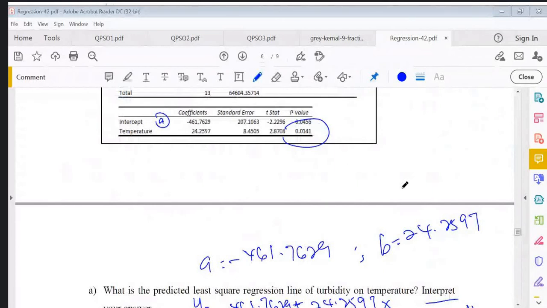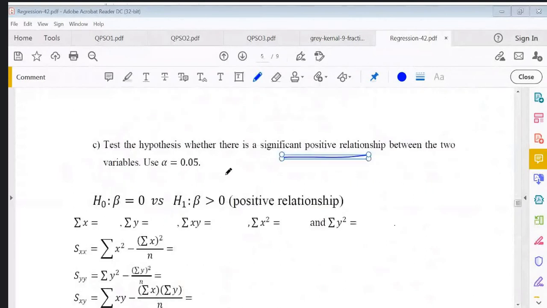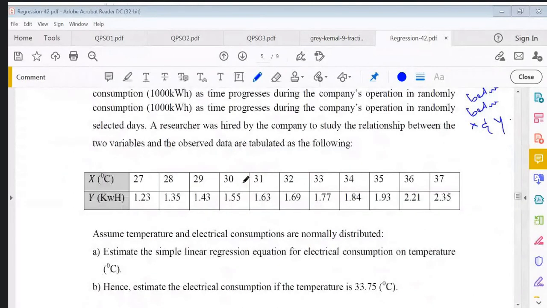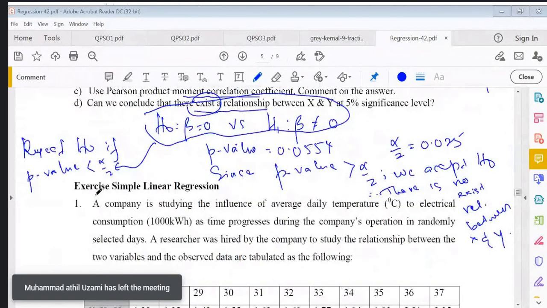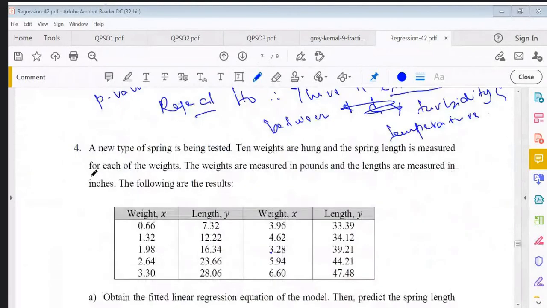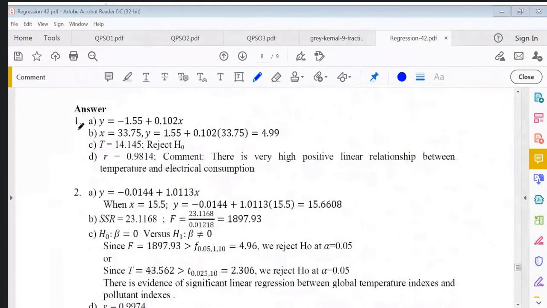Okay, for this question, I provided the answer. You can try at home. This one is the answer. You can check your answer. This one, number 1, number 2, number 3, and number 5. We have a question.